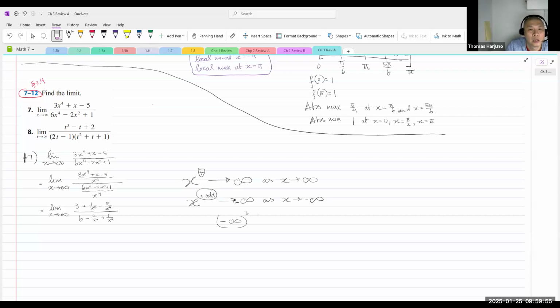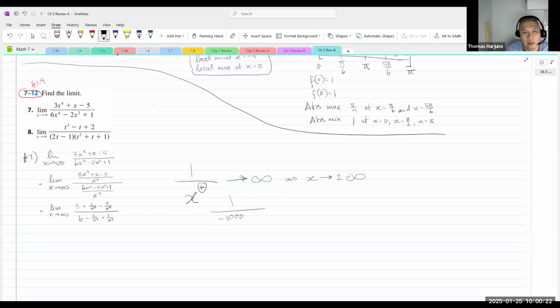Now, we don't want to deal with infinity. What we want to deal with is 0. Remember that 1 over x to a positive exponent, regardless of whether x is positive or negative, will go to 0 as x goes to positive or negative infinity. Think about this: 1 over negative 10,000 or 10 million will be very, very close to 0, regardless if it is positive or negative. That's what we use.